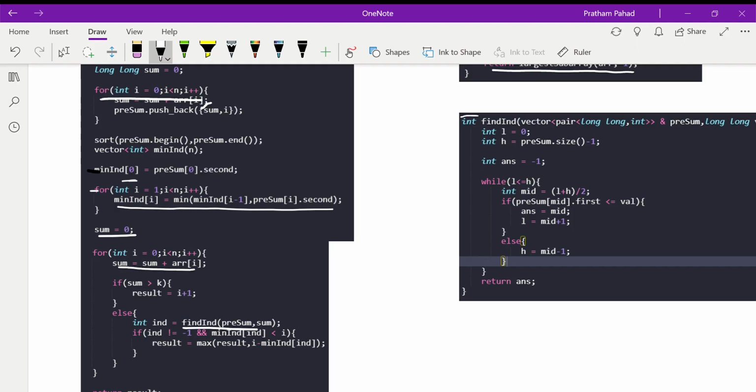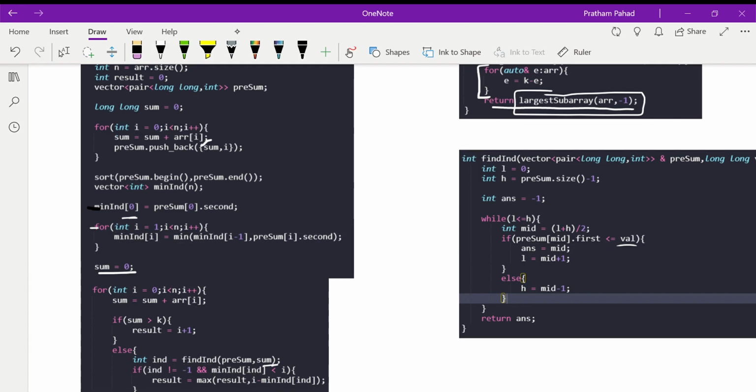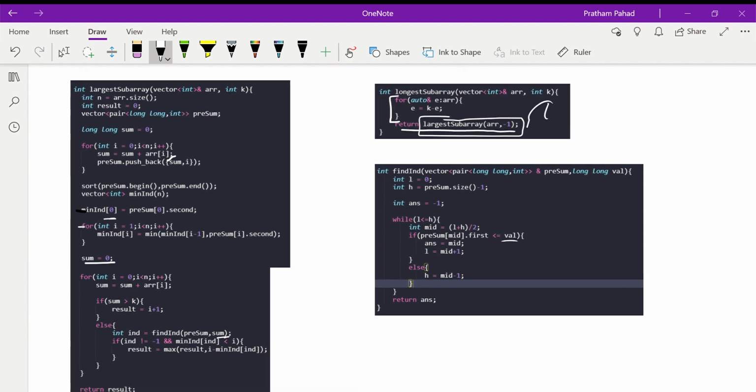Here, this is our binary search function, in which we'll calculate whether the prefix sum of first is less than or equal to our val or not. Whatever sum we are calculating, we'll send it in the binary search and check if our minimum index of index is less than i, then we'll do i minus minimum index of index. Okay, and at last return the result. This result we are going to return as the largest subarray which has sum greater than minus 1. Our code firstly goes to here, and then this function starts, which will call a binary search function and return a particular index.